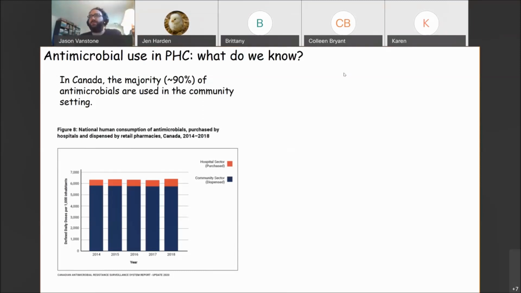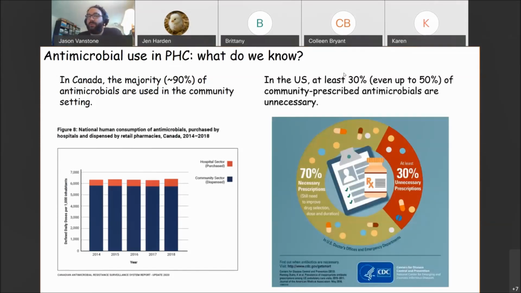With antimicrobial use in primary healthcare, we know that in Canada, and this is data from the Canadian Antimicrobial Resistance Surveillance System report, the CARS report, their 2020 update, the majority of antimicrobials are used in the community setting. That's 90%, which is what those blue bars are. 90% of our antimicrobial use is in the community setting. And we know that a lot of community antimicrobial use is due to unnecessary prescriptions.